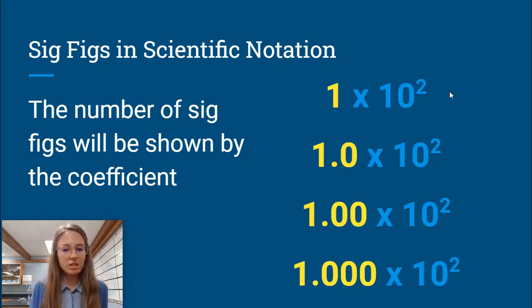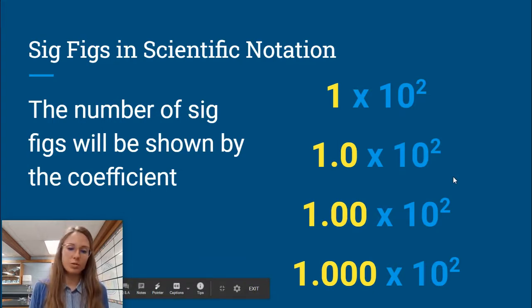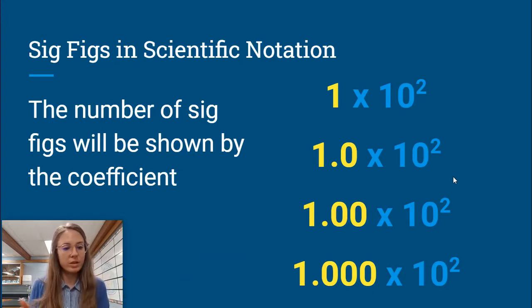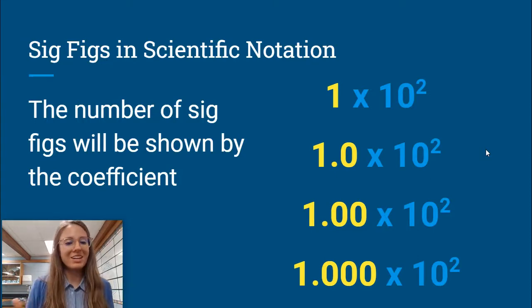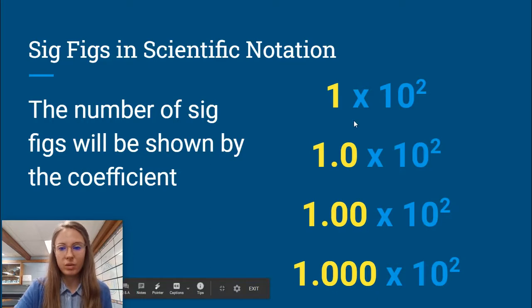If you have 3 significant figures, obviously if the number is 100, you could just put the decimal at the end of the number, or you could write it like this. And if there are 4, you could write it 100.0, or you can write it like this. Either way, the number of sig figs in a number written in scientific notation will be represented in the coefficient, which is this number before the times 10 to the.